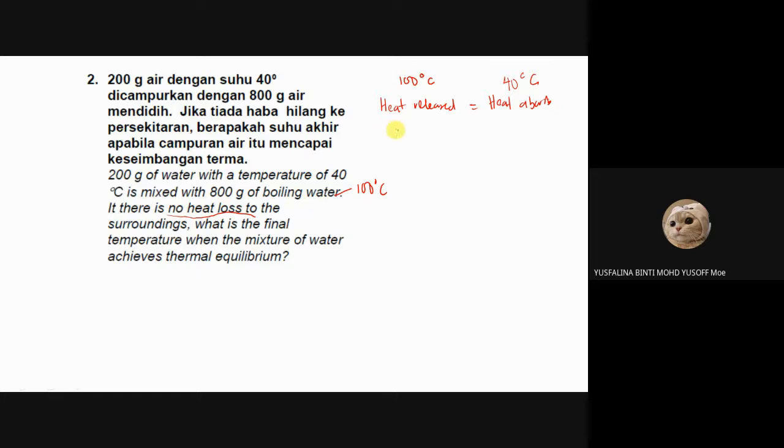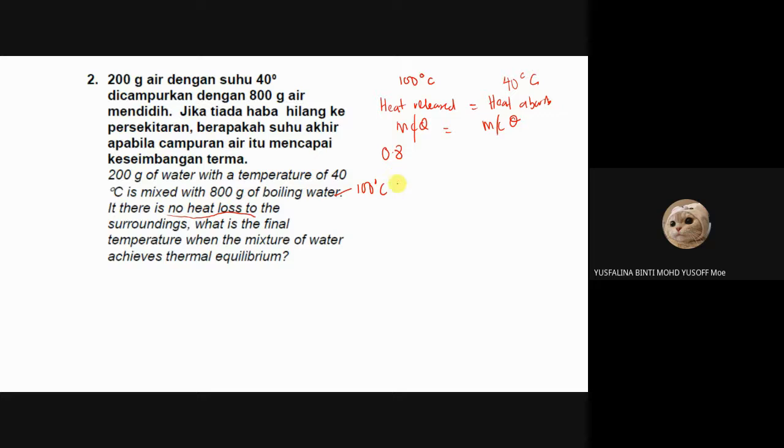So what is the formula for heat? MC theta, the energy of heat. So this one also same, MC theta. The mass here for the 100 degrees Celsius water is 800 gram, so you change to kg first, 0.8. Then the mass of the 40 degrees Celsius water is 200 gram, 0.2 kg. You can just ignore the C because both are using the same material, water. So we just ignore the C there.